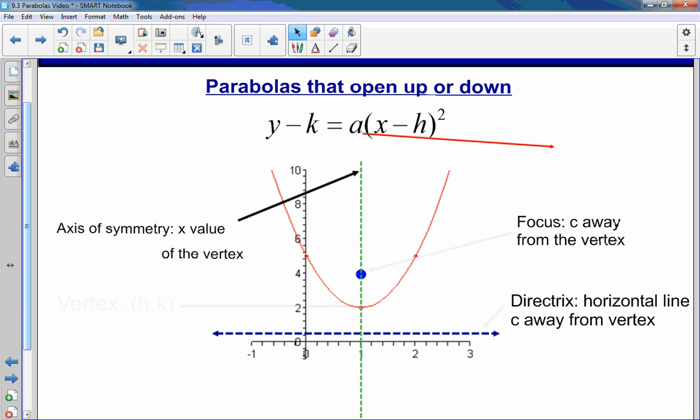Okay, so a parabola that opens up or down has the equation y minus k is equal to a parentheses x minus h.